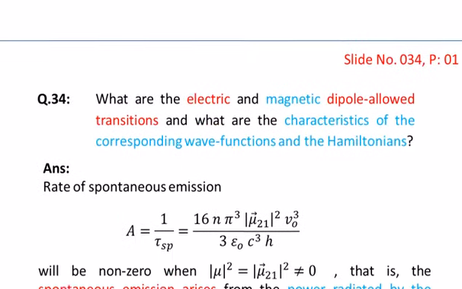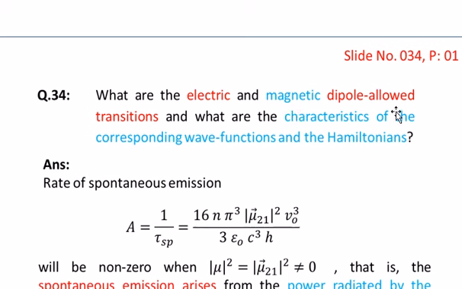The question is, what are the electric and magnetic dipole allowed transitions, and what are the characteristics of the corresponding wave functions and the Hamiltonians? The answer is, the rate of spontaneous emission is denoted by capital A and is given by the reciprocal of the spontaneous lifetime, that is equal to 16 π cubed, the absolute square of μ21 into ν0 raised to power 3 divided by 3 ε0 c to the power 3 into h.